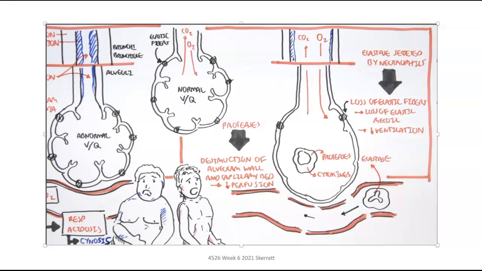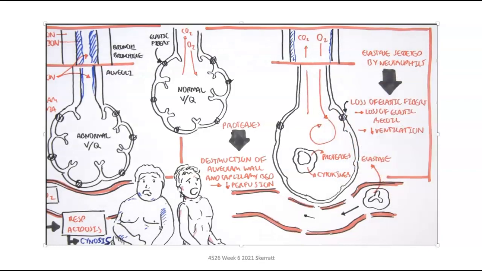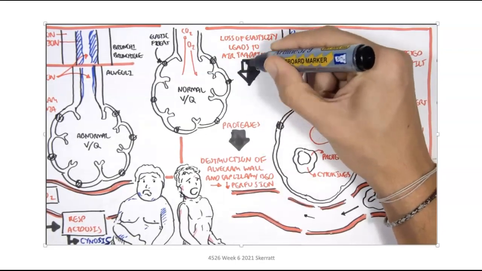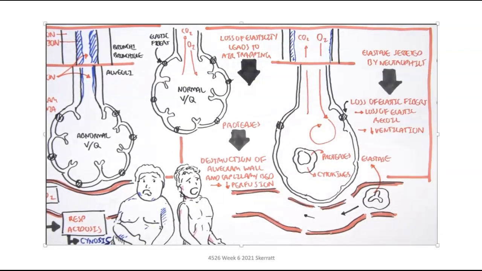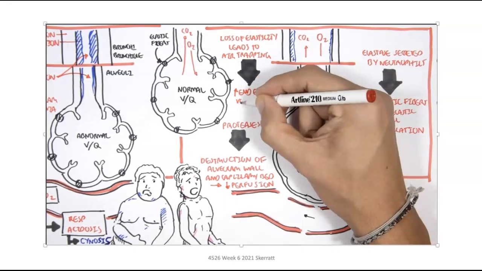And so, as you might realize, we have a big problem with the ventilation and perfusion ratio. The loss of elasticity and destruction of alveolar wall leads to air trapping. Air trapping is basically when you still have a lot of gas trapped in the alveolus after you expire, after you exhale. So you have oxygen and carbon dioxide trapped there still after you exhale.